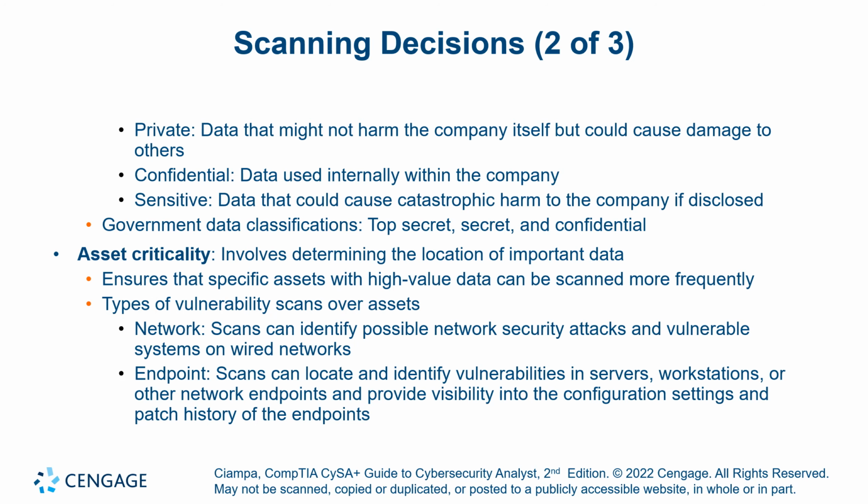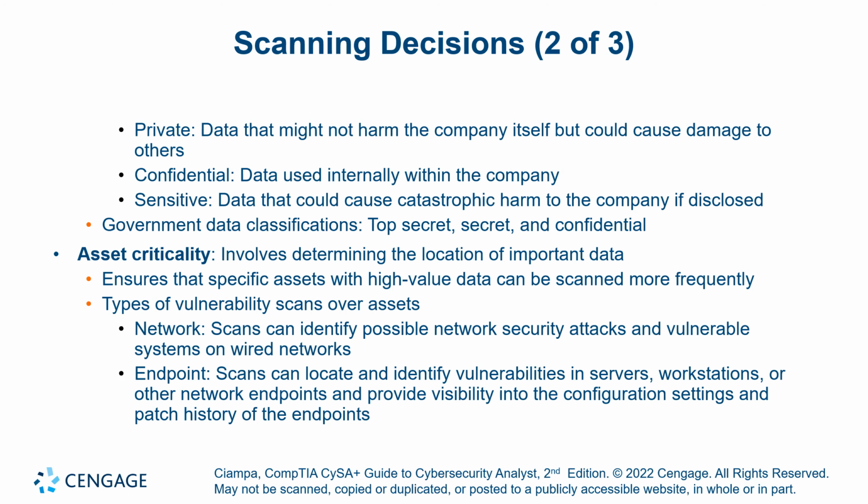Government data classification. So you have top secret, secret, and confidential. Asset criticality involves determining the location of important data. Ensures that specific assets with high value data can be scanned more frequently.